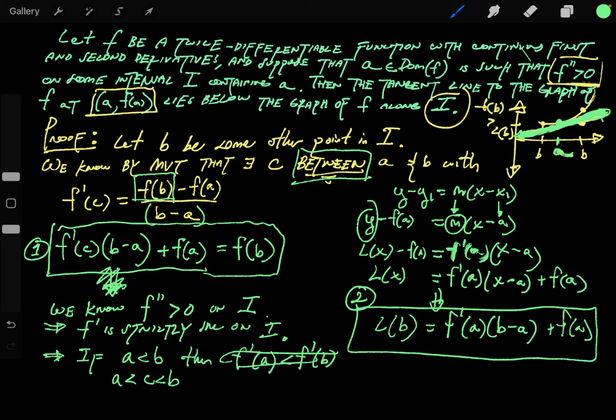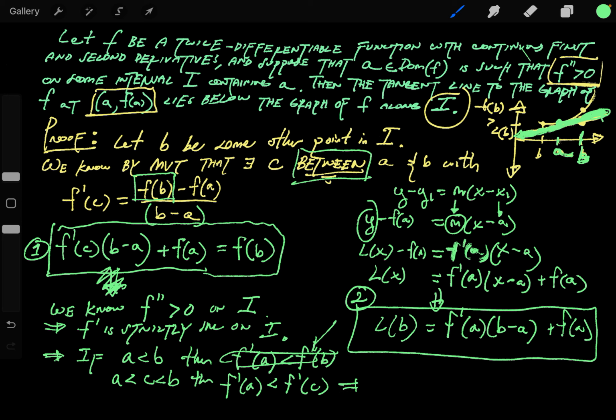And then that means, let's get the better one, f prime of A is less than f prime of C. And that's the key one that you really want. I mean, the other is true, but we don't need that one now. That's the one we need. If A is less than B, so B is over here on the right of A, then we know f prime of A is less than f prime of C.